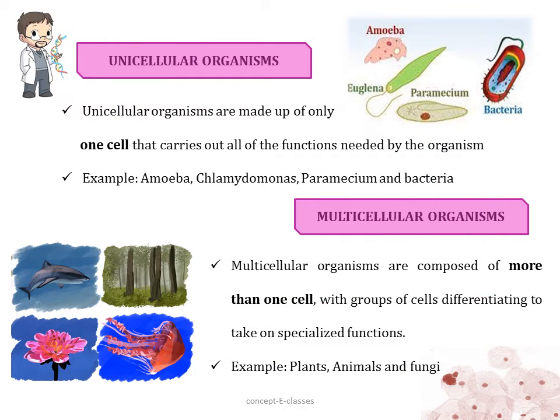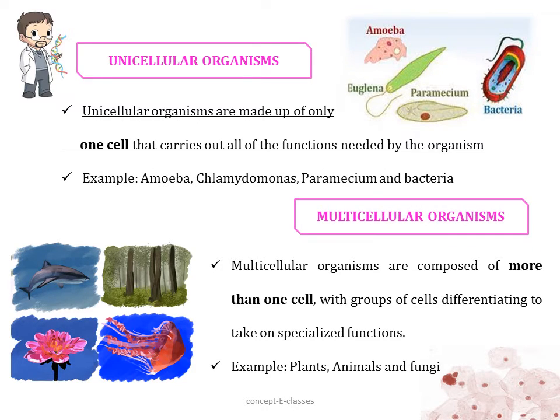On the basis of the number of cells, we can classify organisms into unicellular organisms and multicellular organisms. So first, let's see unicellular organisms. Unicellular organisms are made up of only one cell. It is this single cell that carries out all the functions needed by the organism. That is, a single cell may constitute a whole organism, such as amoeba, chlamydomonas, paramecium and bacteria.